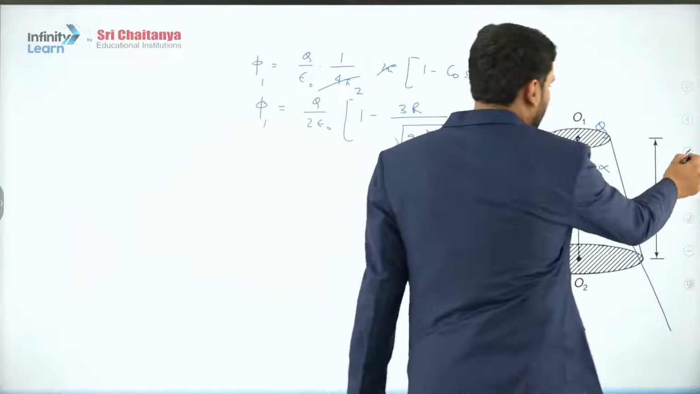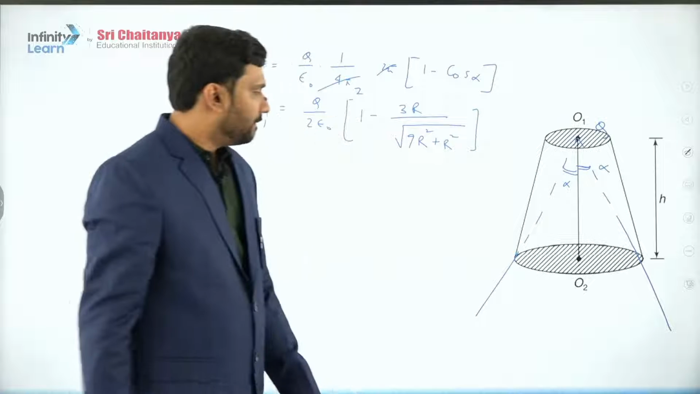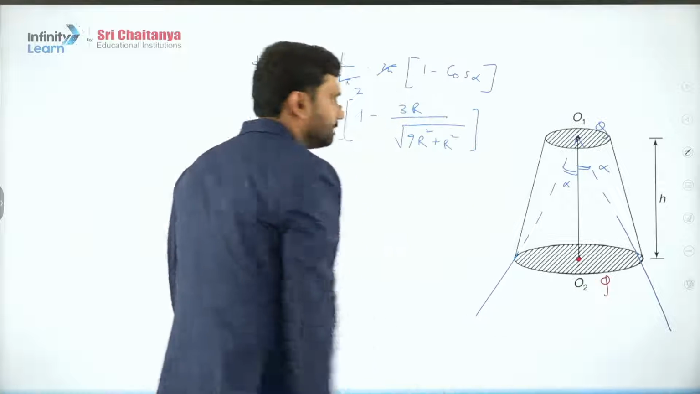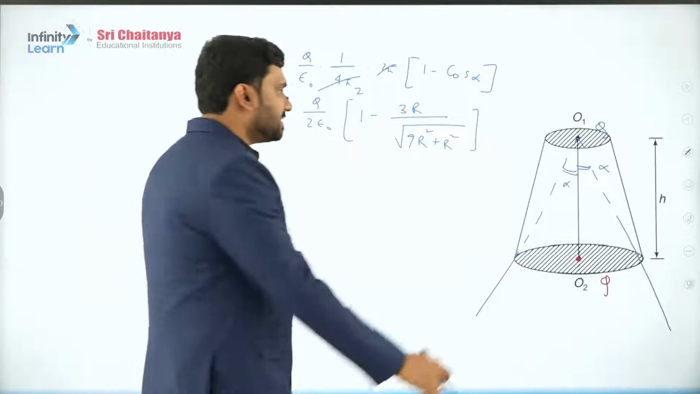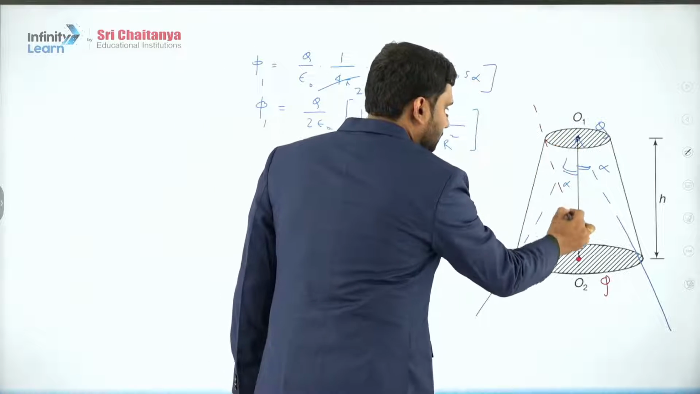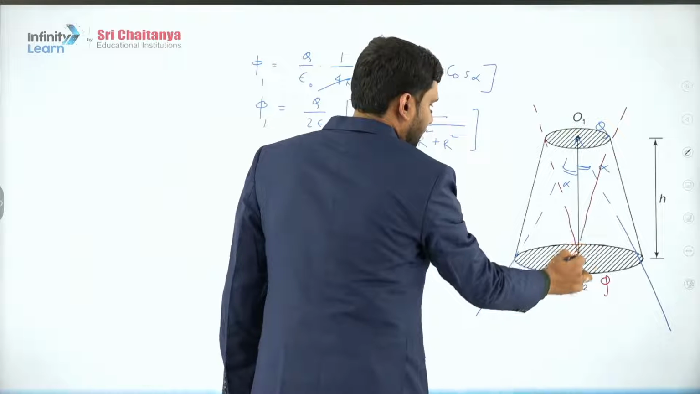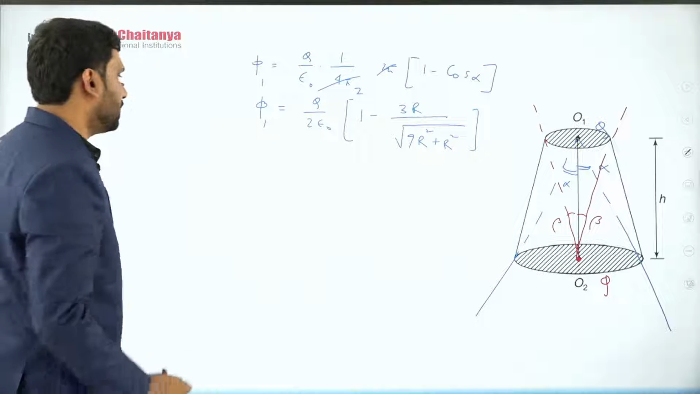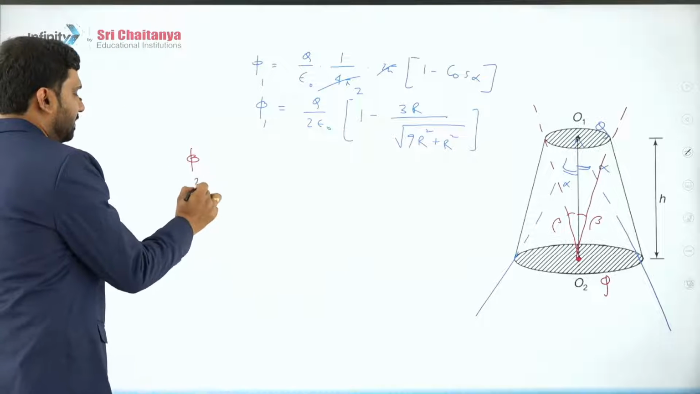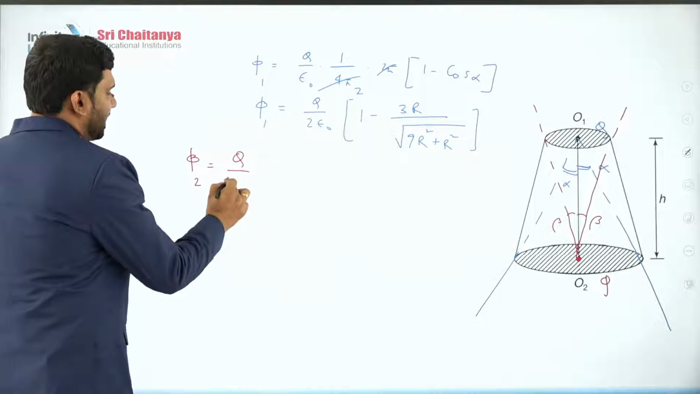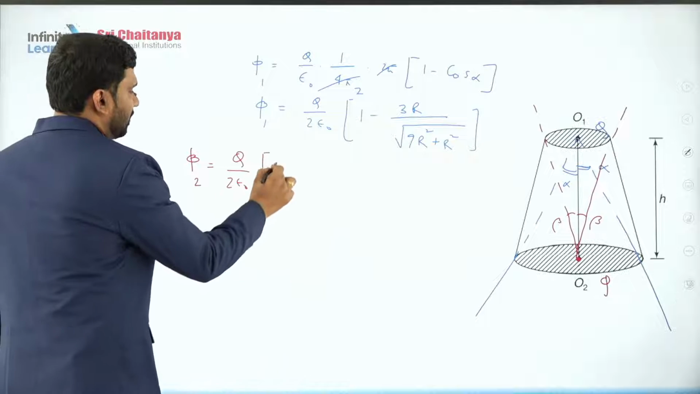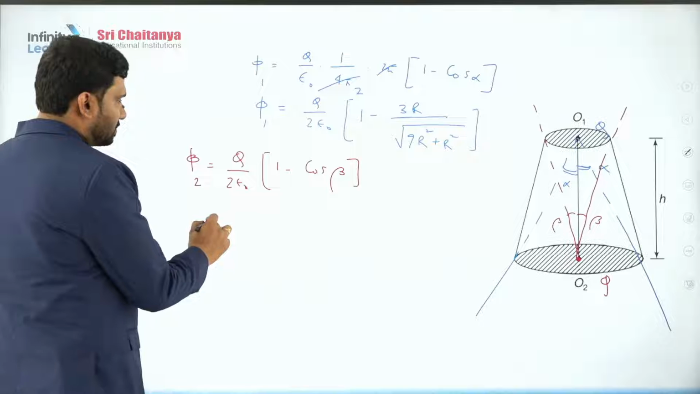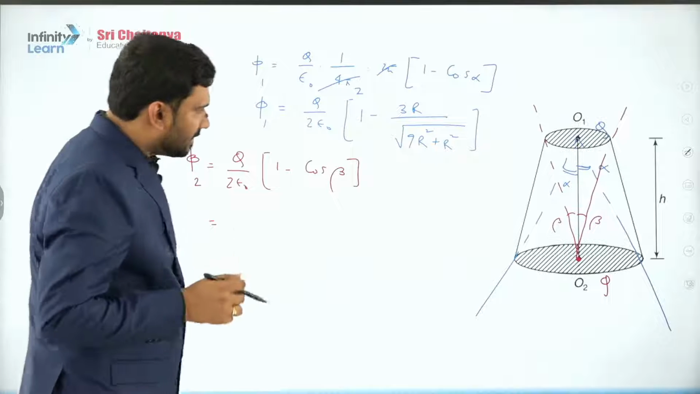So what about phi 2? Let us check. For phi 2, the charged particle will be positioned here. There is q. So if the q is there, I will take this cone now. So this is beta. This is also equal to beta. So what about phi 2? Phi 2 will be equal to q by, directly I am writing, 2 epsilon naught into 1 minus cos beta. So how much is cos beta? Tell me how much is cos beta.